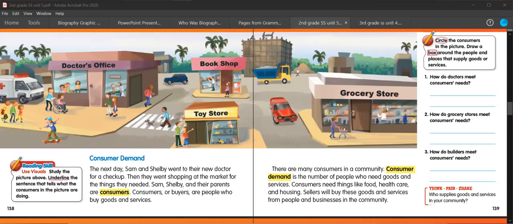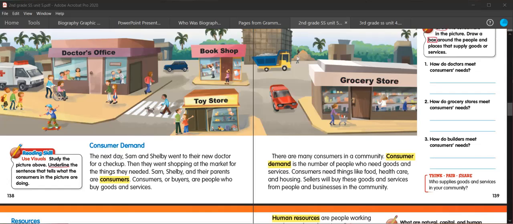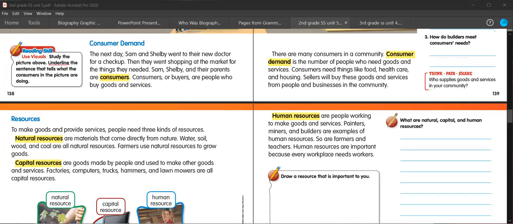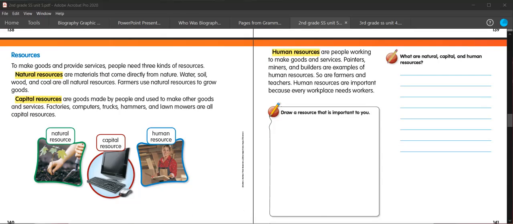So we're thinking about when you demand something, when we're talking about supply and demand, demand is how many people need it. The supply is how much we have. So consumer demand is how many consumers need those certain things. Once you've answered those questions, you have underlined, circled, and boxed the information that you needed to do. We're going to move on to the next section. And our next section talks about resources.